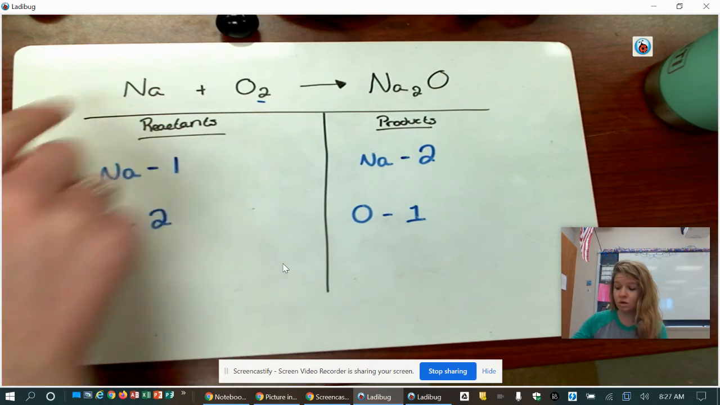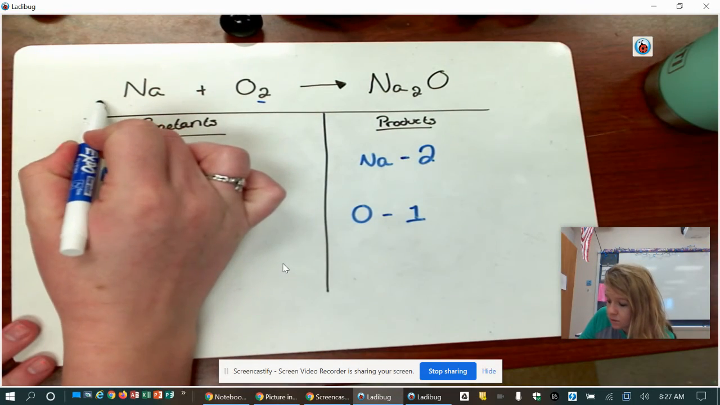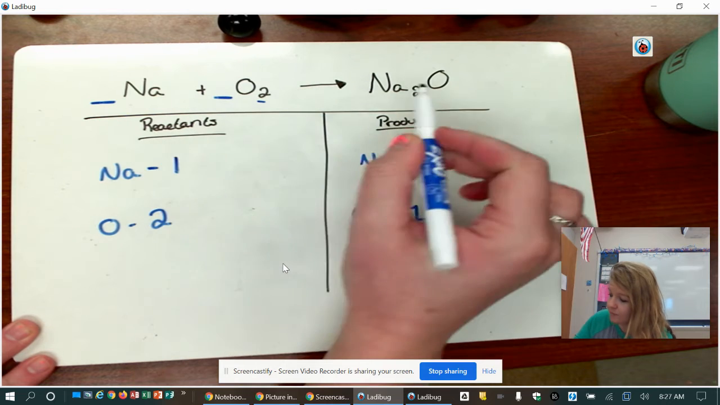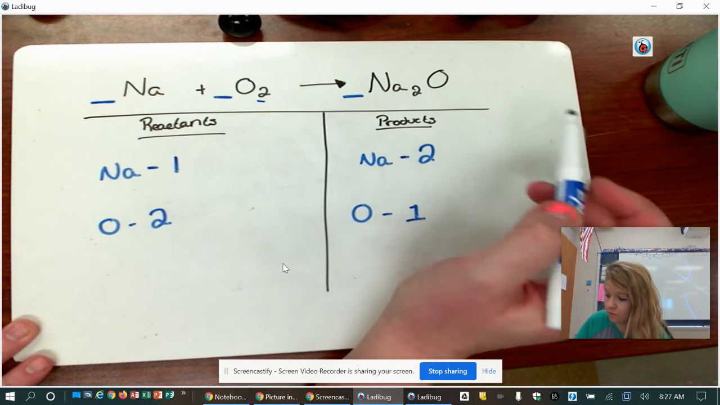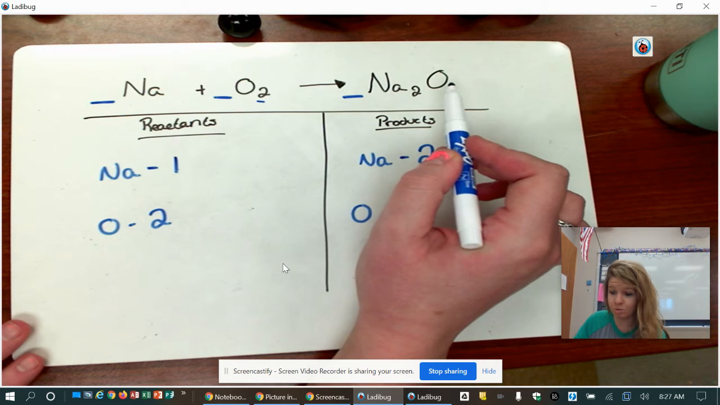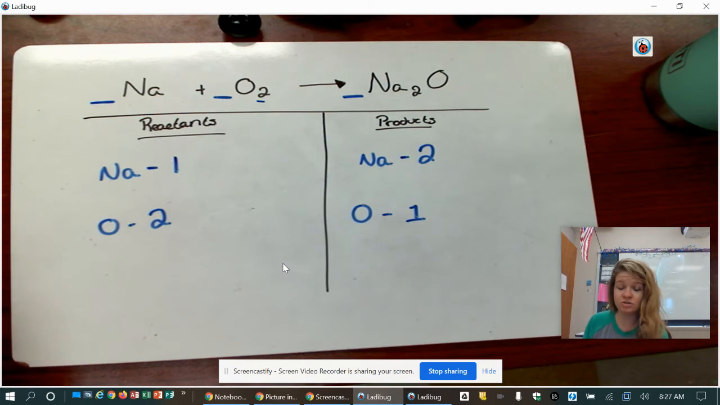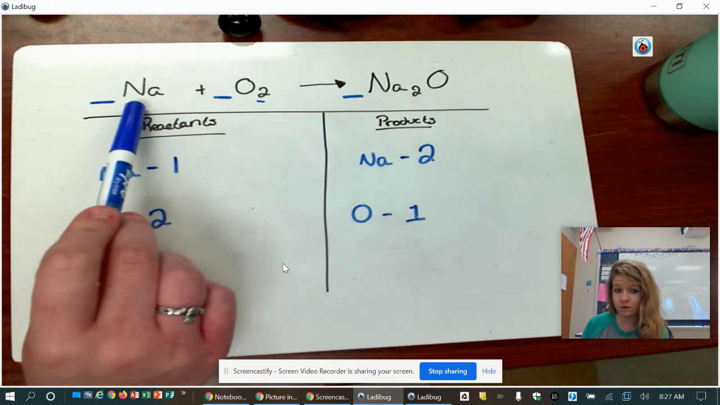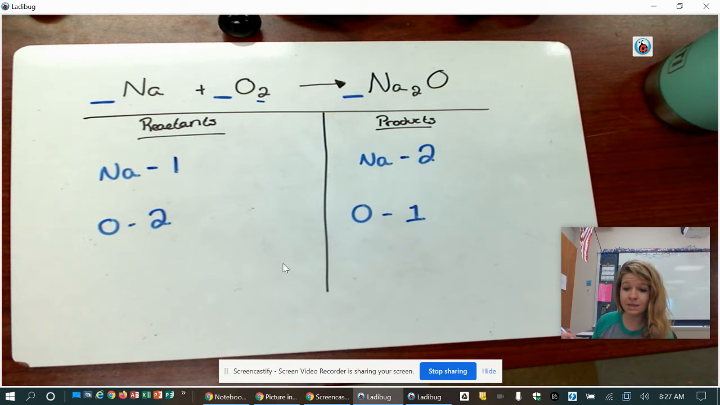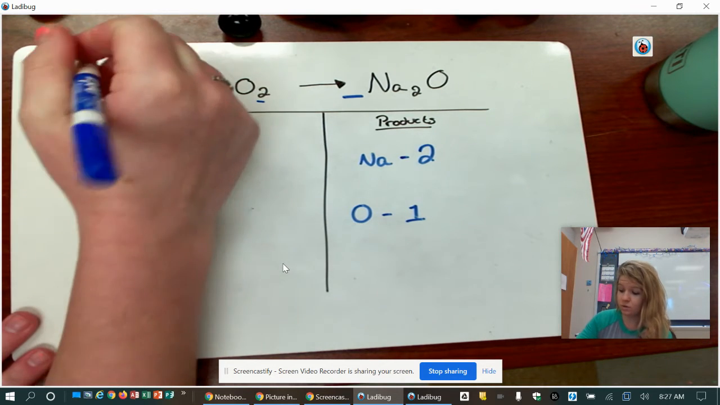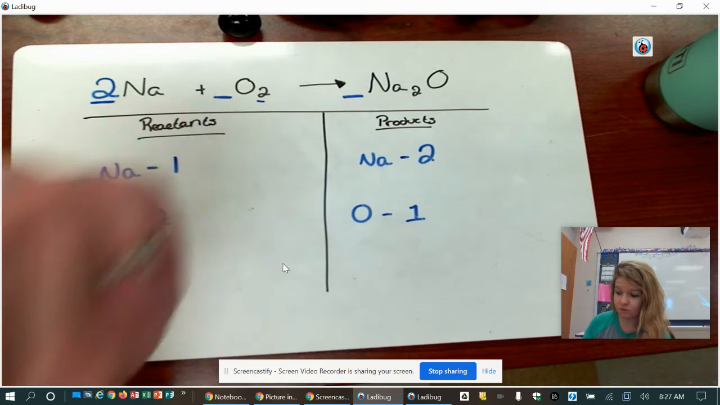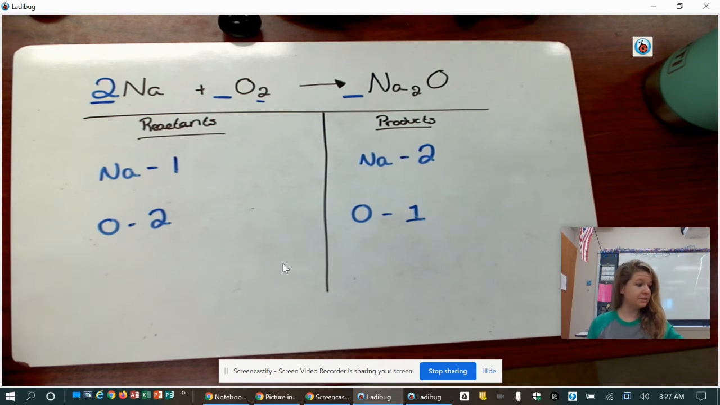When we change our coefficients, because when you're balancing, you're always going to put your numbers on the front of your molecule. You can't put it in between and you can't put it after. The coefficients change the quantity, how much you have. So if I have 1 sodium over here and 2 over here, I have a really easy way: I just put a coefficient 2. What that means is I am adding another sodium to the equation.